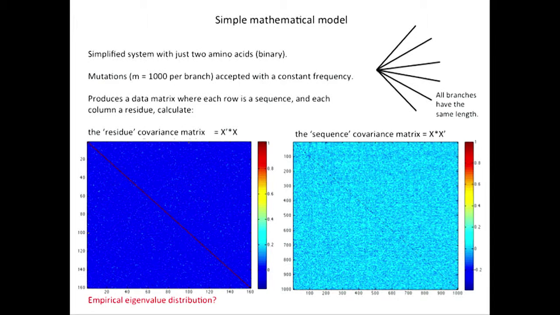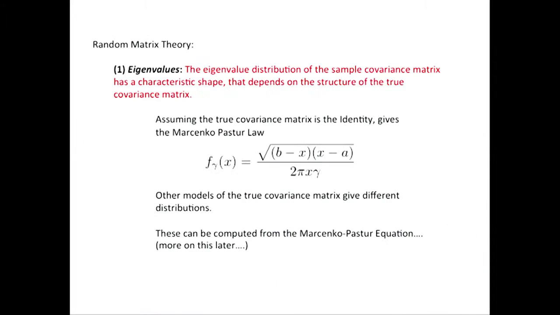And then I can calculate the covariance matrix, either x prime x or xx prime, of that data. And I can ask, well, what's the empirical eigenvalue distribution? Well, of course, if I mutate every sequence 1,000 times, every site should get hit many times, so they should end up being totally independent. Random matrix theory tells us that the eigenvalue distribution of the sample covariance matrix has a characteristic shape. In particular, if the true covariance matrix is the identity, then we have the Marchenko-Pastur law. Of course, other models of the true covariance matrix give different distributions, and often we can compute these using the Marchenko-Pastur equation, which we'll talk about a bit more later.